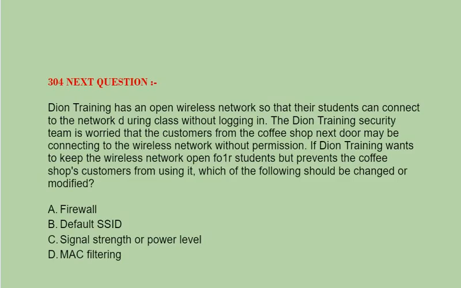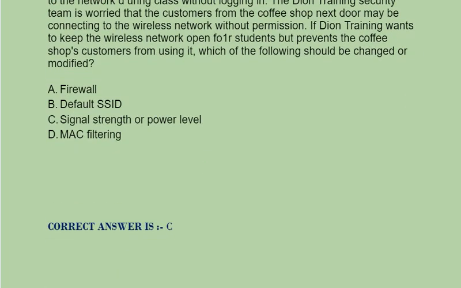Option A, firewall. Option B, default SSID. Option C, signal strength or power level. Option D, MAC filtering. Correct answer is option C.